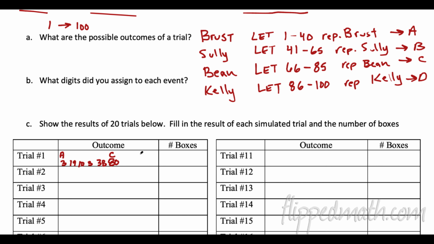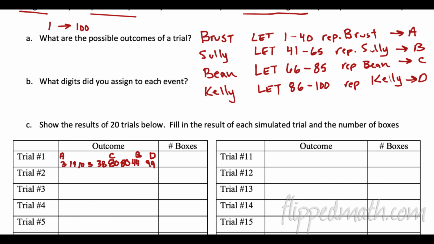So keep going, pause the video, finish the first trial until you get A, B, C, and D. Pause the video, go. All right, so fortunately we got another 80, crazy, and then we got a 44, which is Sully, right? And then a 99, which was Kelly. So how many total boxes did we have to buy in that trial? 1, 2, 3, 4, 5, 6, 7, 8, 9. So that was 9 boxes.